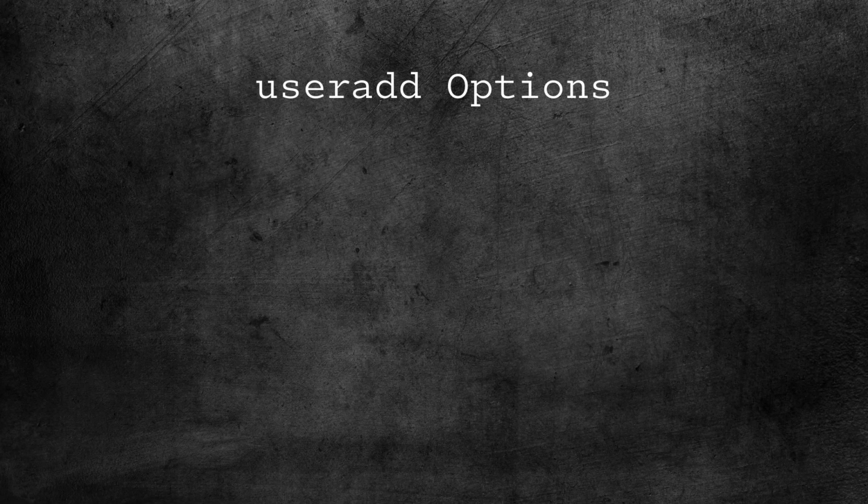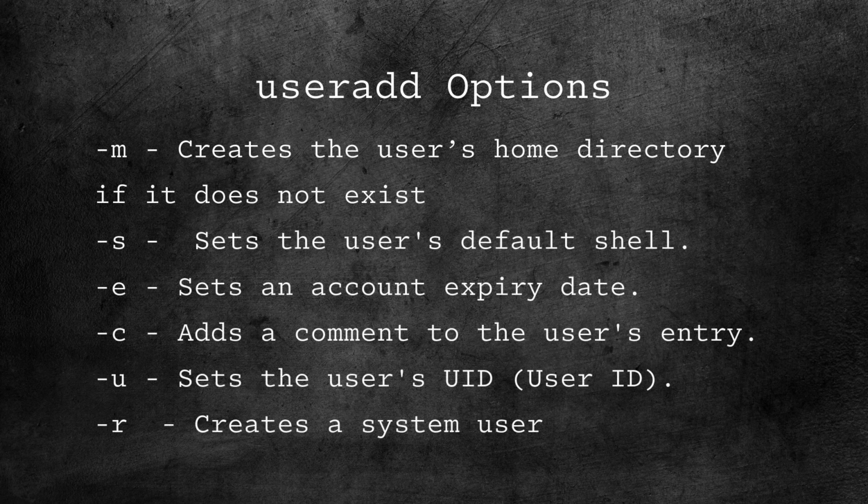By default, the useradd command creates regular users with a UID greater than 1000, a home directory matching the username under /home, and a primary group with the same name as the user. Default values can be overwritten by passing the following flags to the useradd command.